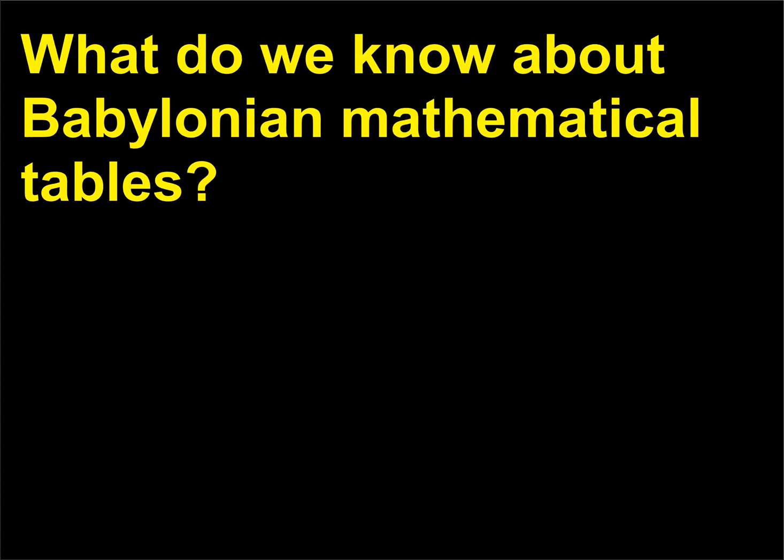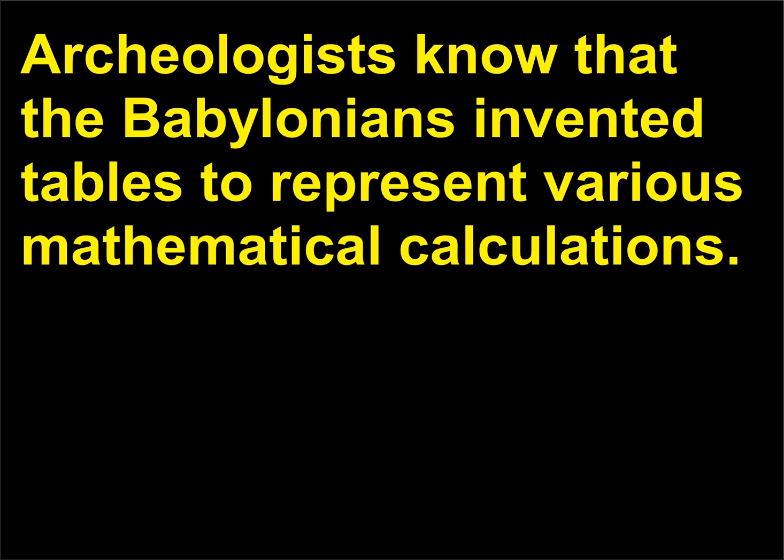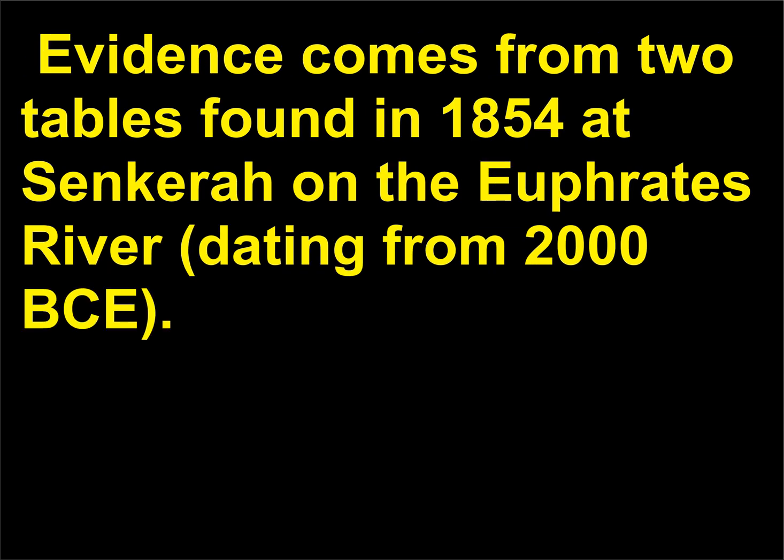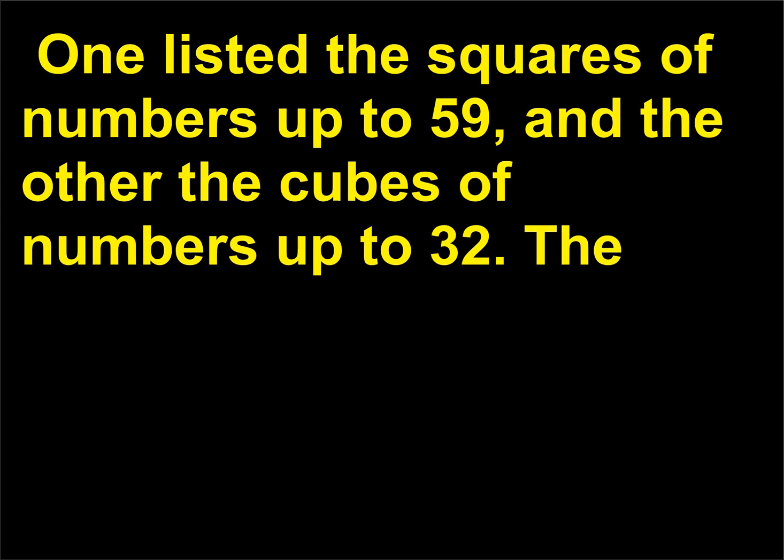What do we know about Babylonian mathematical tables? Archaeologists know that the Babylonians invented tables to represent various mathematical calculations. Evidence comes from two tables found in 1854 at Sankara on the Euphrates River, dating from 2000 BCE. One listed the squares of numbers up to 59, and the other the cubes of numbers up to 32.